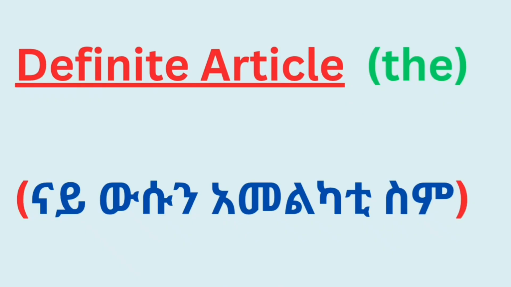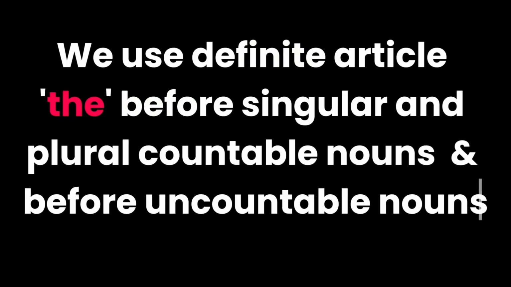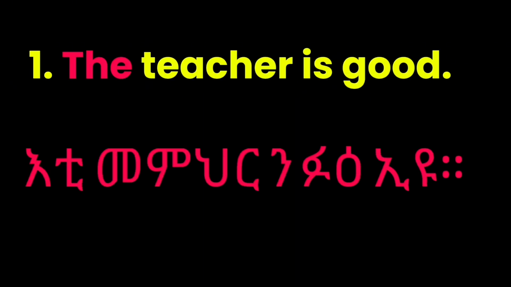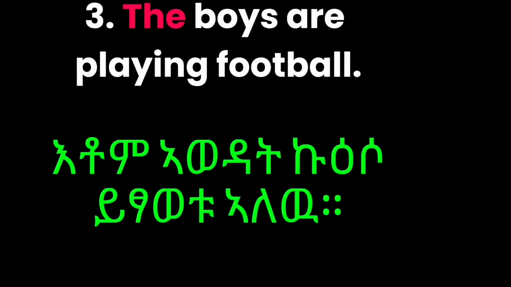Definite article: the. That is a definite article because it points out some particular person or thing. We use the definite article the before singular and plural countable nouns and before uncountable nouns. Look at the examples. 1. The teacher is good. 2. The girl is pretty. 3. The boys are playing football.